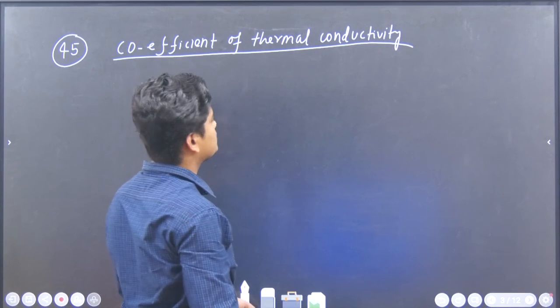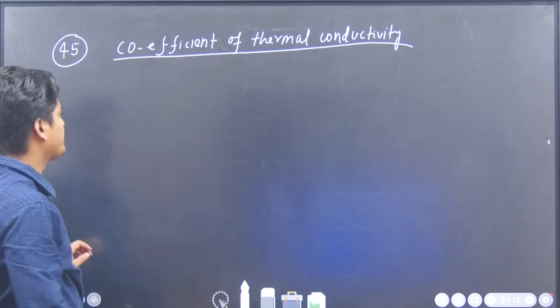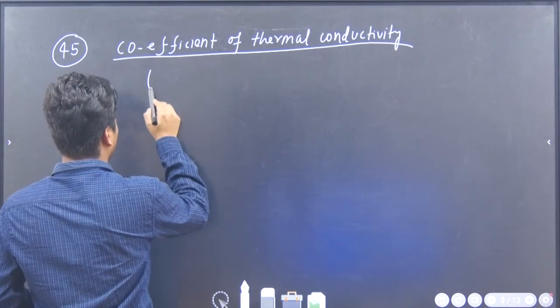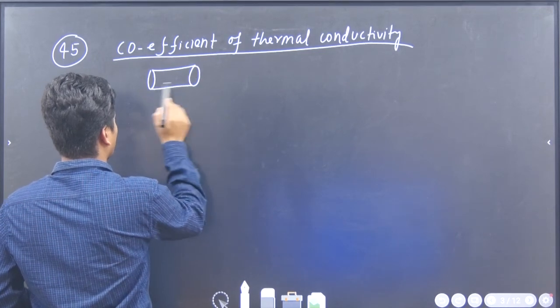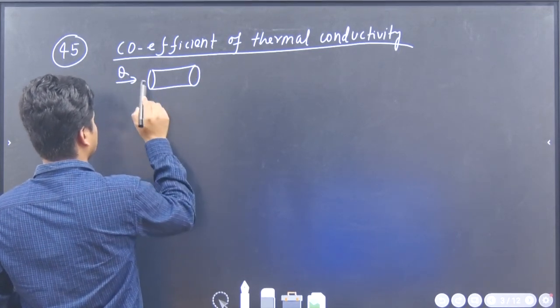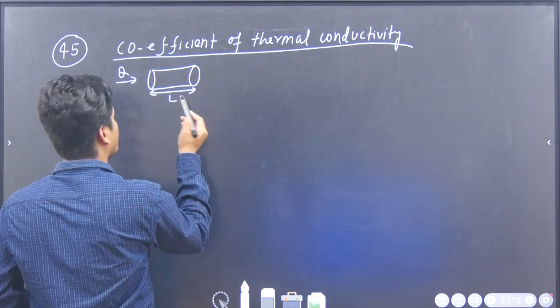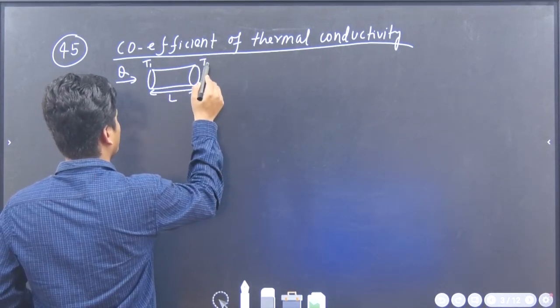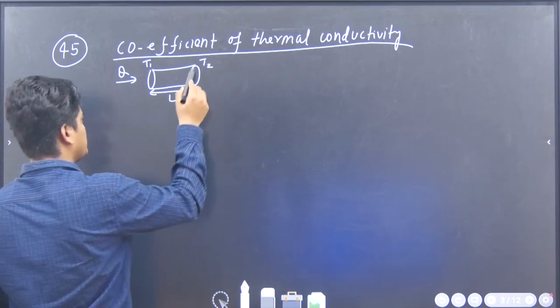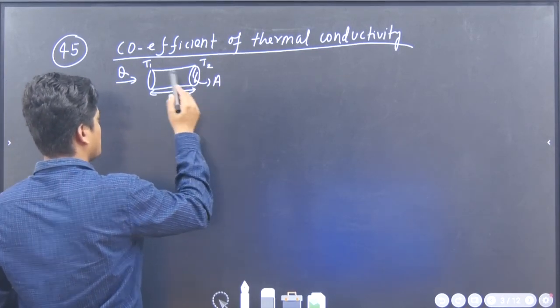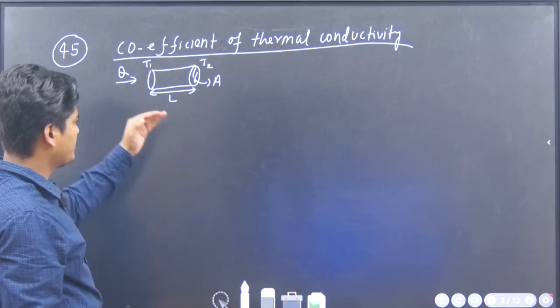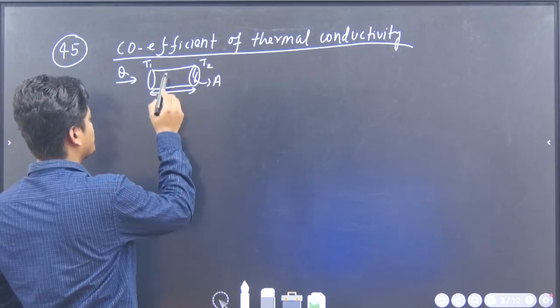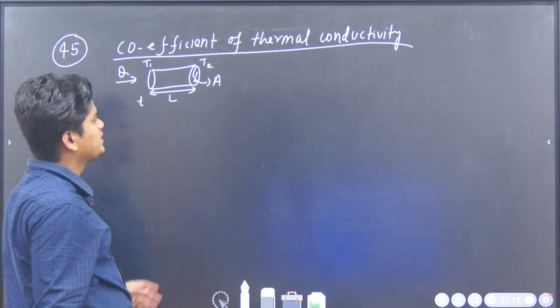Now what is this one, coefficient of thermal conductivity? Remember, whenever there is a rod and you are providing heat to it, some length L will be there, and some temperature difference T1 and T2 like this. This is the area of cross section of the rod, and you are giving heat for some time, suppose taken t. Then what can I write?